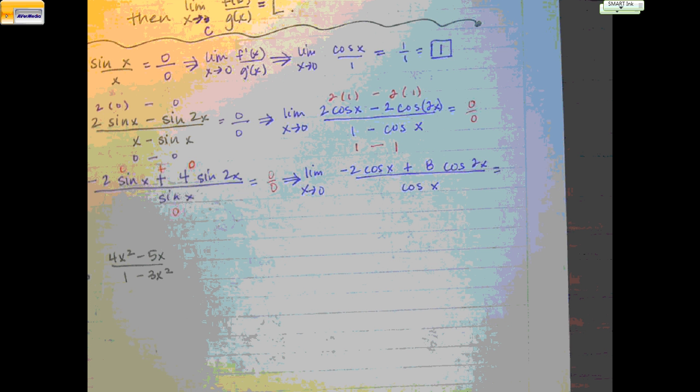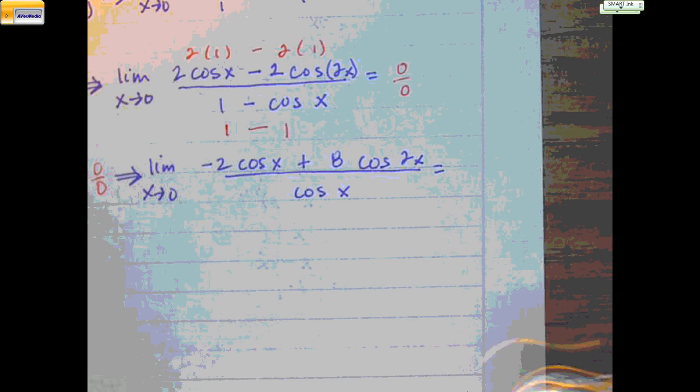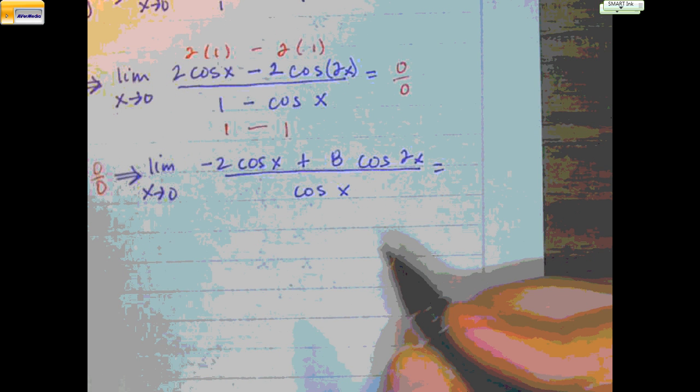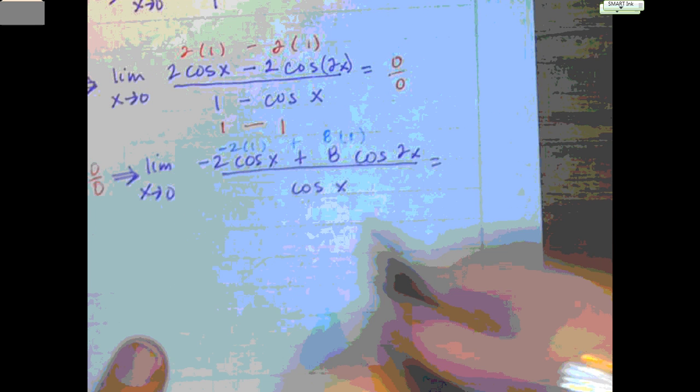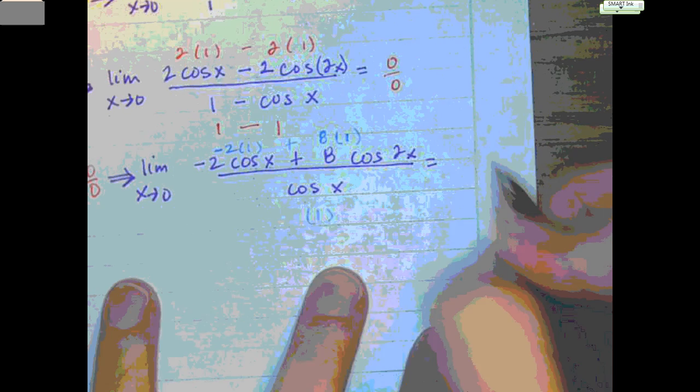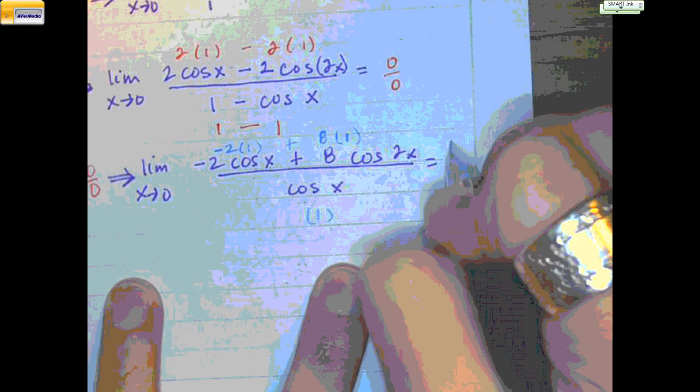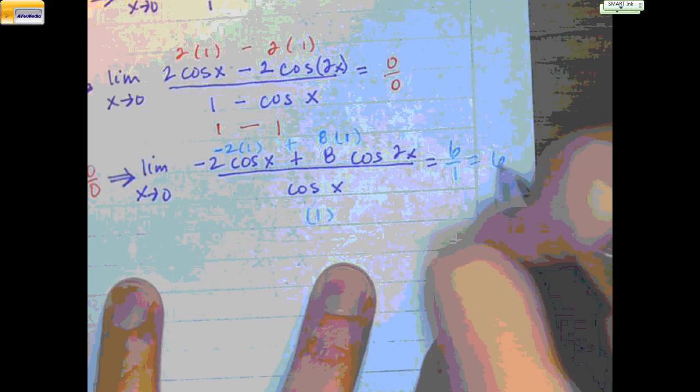So we take our 0 and we plug it in this time. We're hopeful we're going to get an answer. We have negative 2 times cosine of 0, which is what? 1. So I have negative 2 times 1 right here. Plus, I have an 8 times cosine of 2 times 0. So cosine of 0 you just said was 1. On the bottom, cosine of 0 is 1. Hallelujah. On the top, I have a 6. On the bottom, I have a 1, and we have an answer.